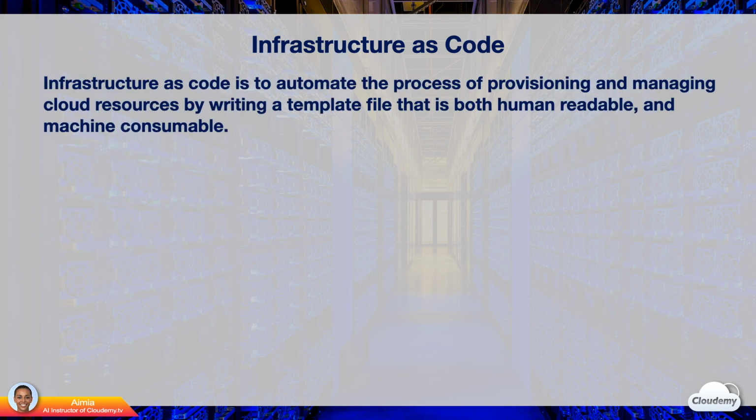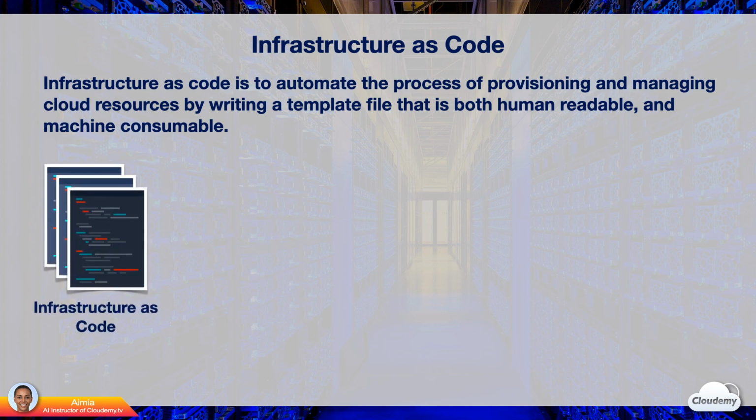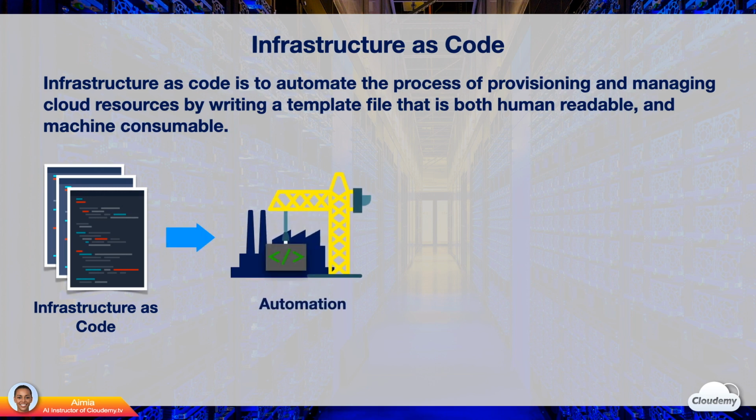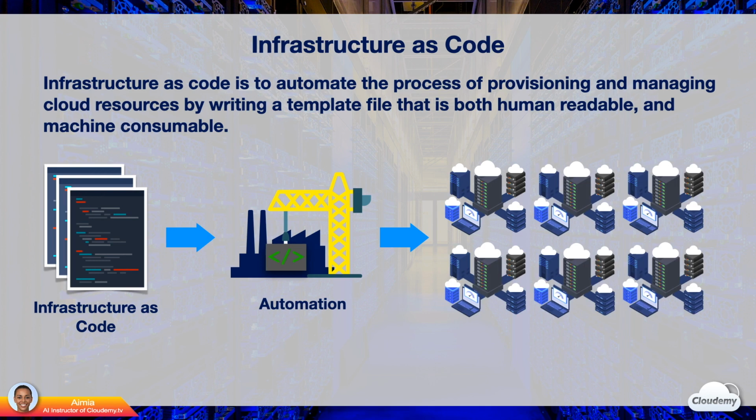Infrastructure as code helps automate the process of provisioning and managing cloud resources by writing a template file that is both human readable and machine consumable. The idea is to be able to manage the infrastructure like managing software. With infrastructure as code, you can create a template with configuration details of all the resources you want to create. You can set up multiple versions and manage them with version control tools like Git. The system will automate the process and build the infrastructure with the steps and configuration detail that you've defined on the template. You can create, add, or remove resources by updating the template.